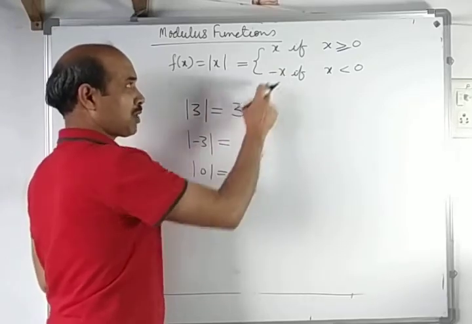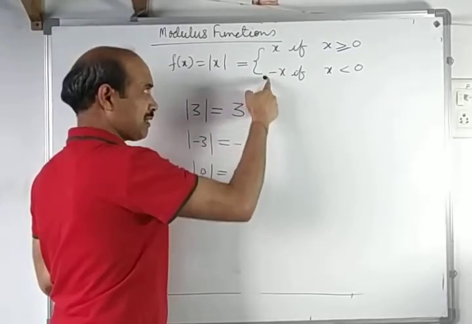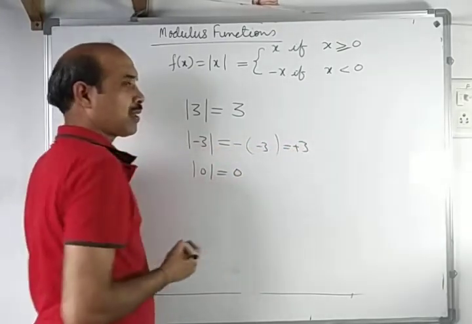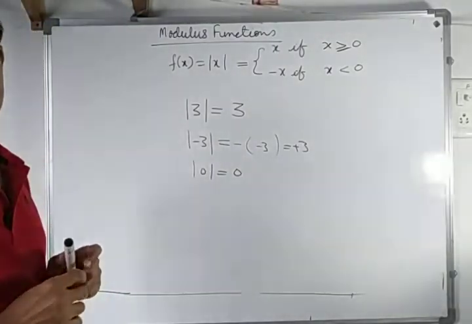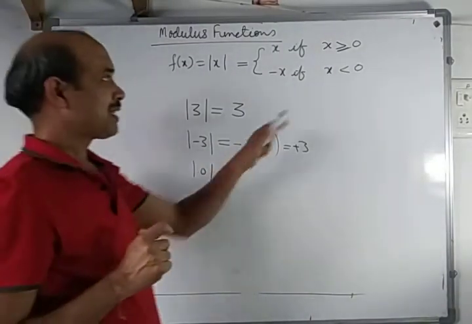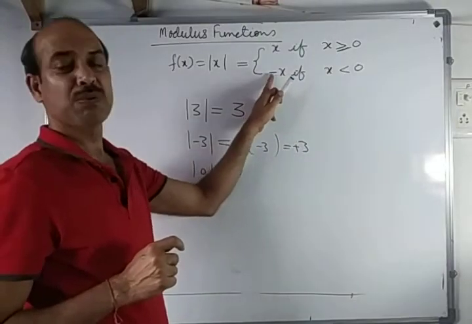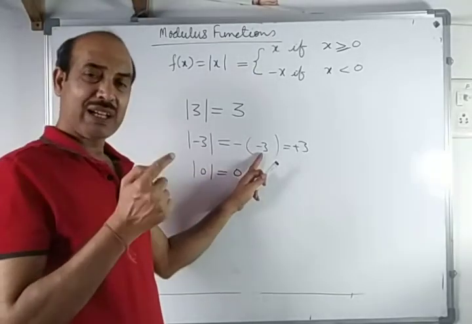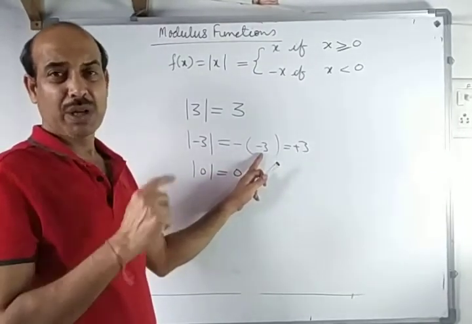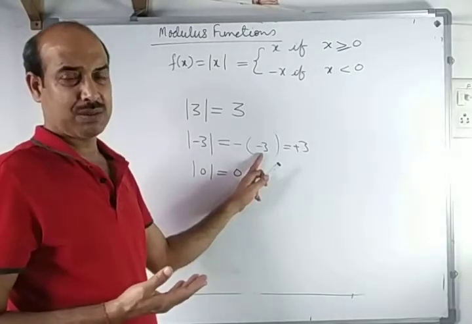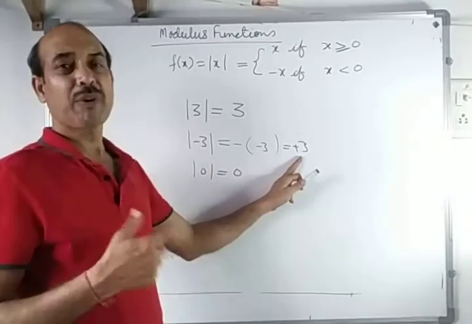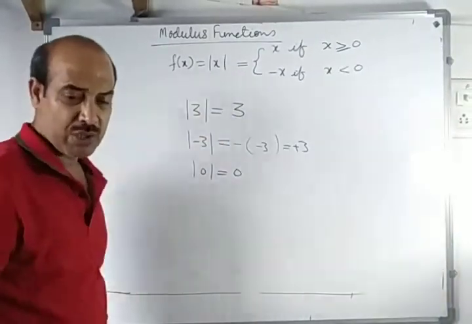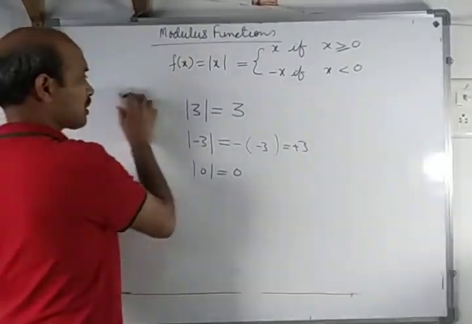So we put minus here, and then x. What is x? Minus 3. You will have plus 3. So make it clear: when x is less than 0, we put one more minus before x, because x is already a negative value. One minus it already has with it. By putting one more minus before x, we are making it positive. So this is the simple meaning of the modulus function, and how to write the function.